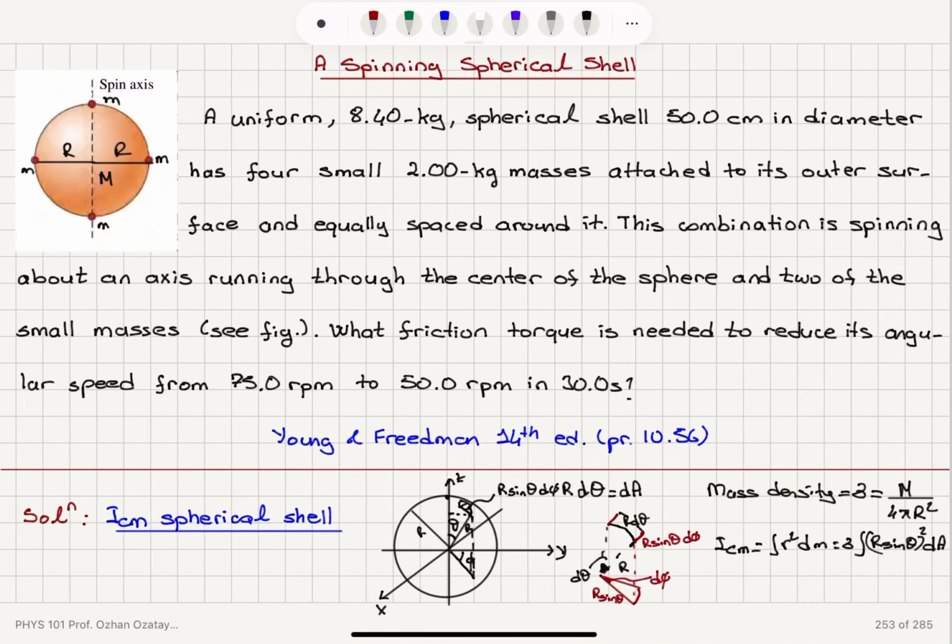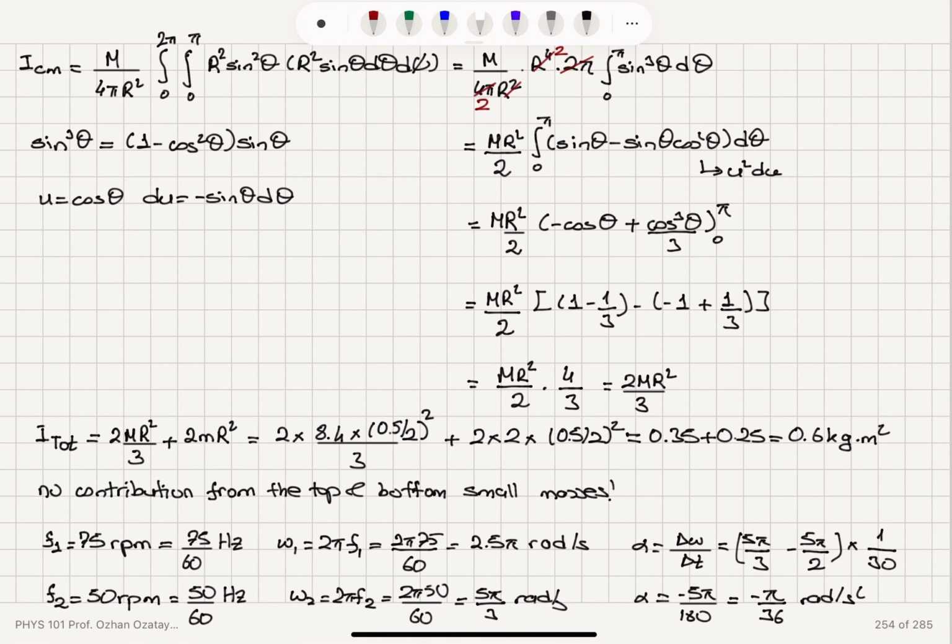Now the total moment of inertia comes from the moment of inertia of the sphere plus the two small masses, point-like masses, 2 kilograms that are at a radial distance capital R from the spin axis. These two masses have no contribution because their distance from the spin axis is 0. So we have 2 capital M capital R squared over 3, plus 2 lowercase m r squared, which is the contribution from the two small masses, 0.6 kilograms meters square.